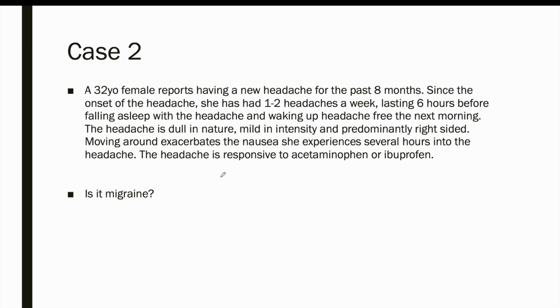Is it migraine? So we'll go back and we'll use our pause mnemonic. And just to go over it again, P is for pulsatile, A is for activity exacerbates the pain, U is for unilateral, S is for severe or moderate in intensity, and extra is for extra symptoms including nausea or vomiting, or phonophobia or photophobia. And so thinking about the patient, she's having 1 to 2 headaches a week for 8 months. So she's definitely having more, or has had more than 5 attacks.